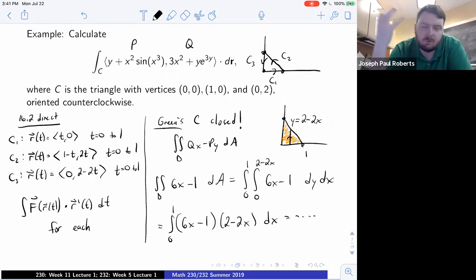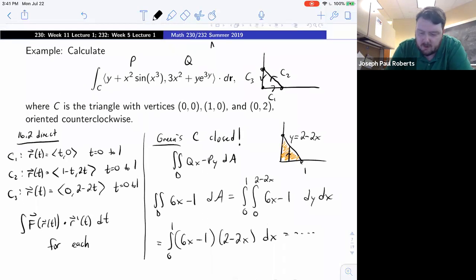And so when you're thinking about the trade-off here, we are dealing with a double integral instead of single integrals, but I'm just doing it once, right? I have one double integral I need to do as opposed to 3 different single integrals if I do it that way. And then in addition, notice that often Qx minus Py is simpler than P comma Q. So that's not always the case.